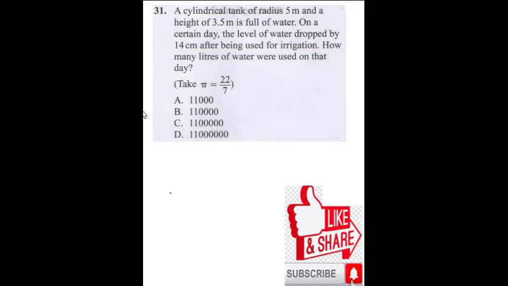So, in order to solve this question, the first thing you need to establish is a cylinder, and we're talking about volume. So, you need to know that the formula for your volume is this. Now, it said the level of water dropped by 14 cm, and this was used for irrigation. So, we want to know the volume of water used for irrigation.